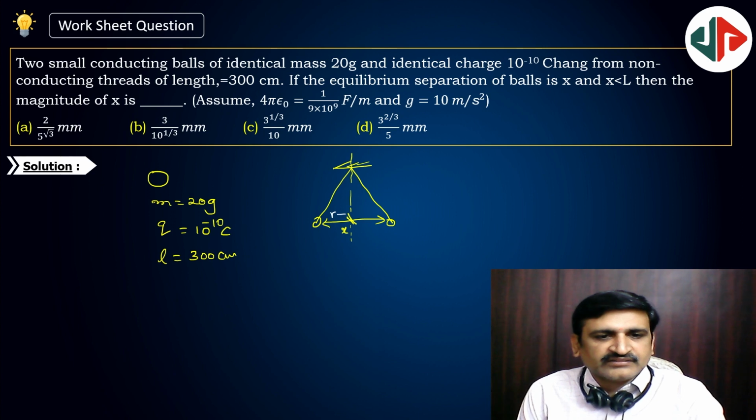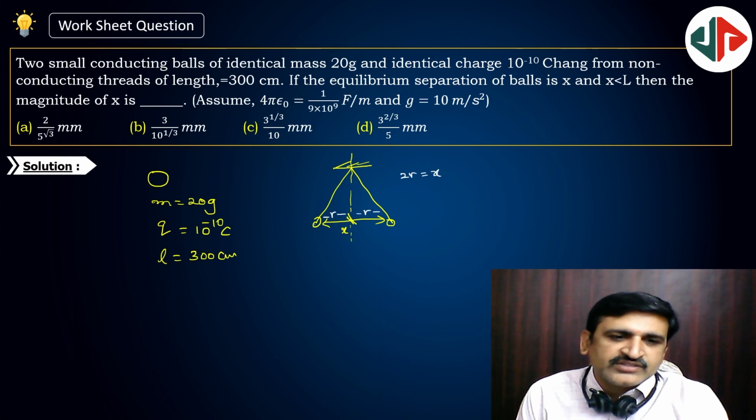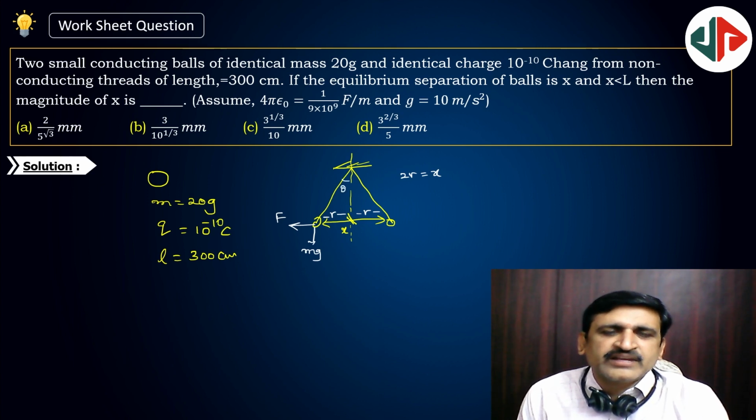This is r. This is also r. Of course, 2r is equal to x. So r. Now this is going to have a force F due to electrostatic repulsion, and due to gravity mg. So from the known sources, F by mg is equal to tan theta.